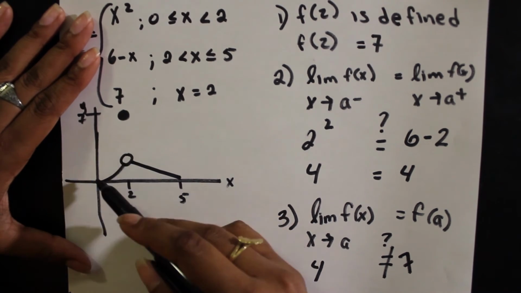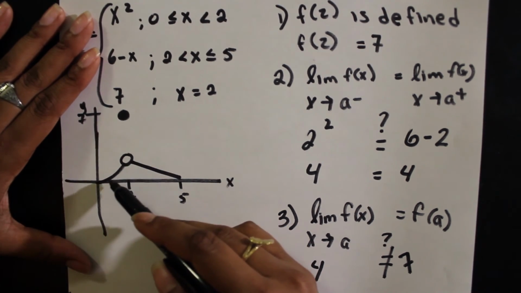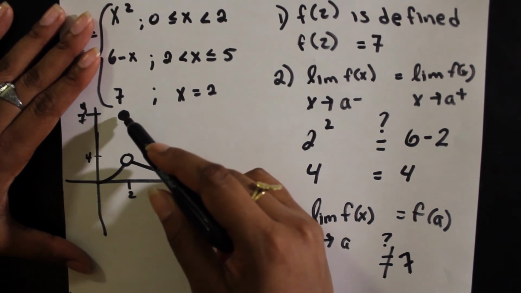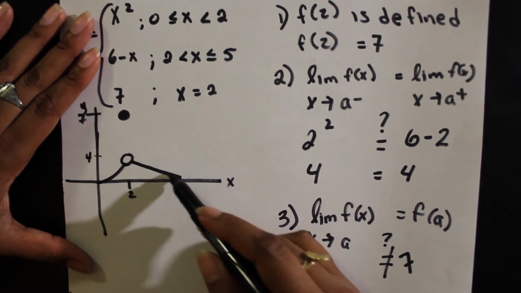As we see, it's a jump. It should be 4, but it jumps up to 7 and comes back down.